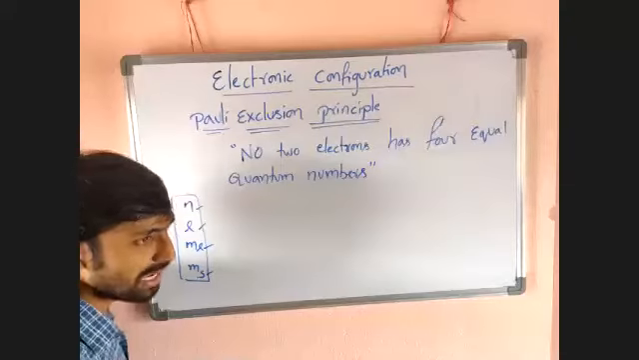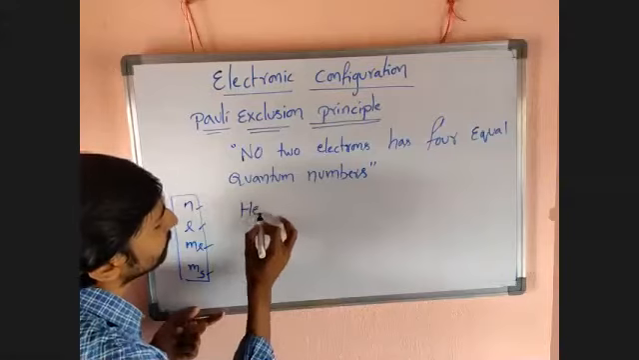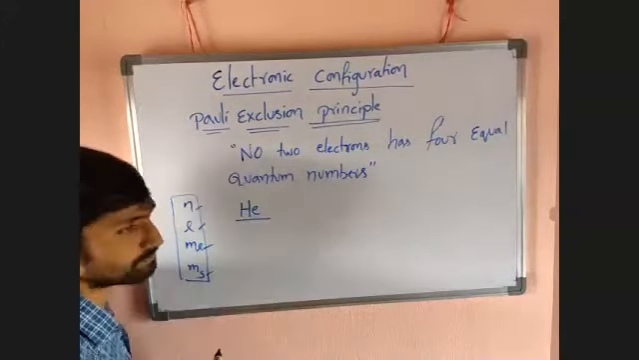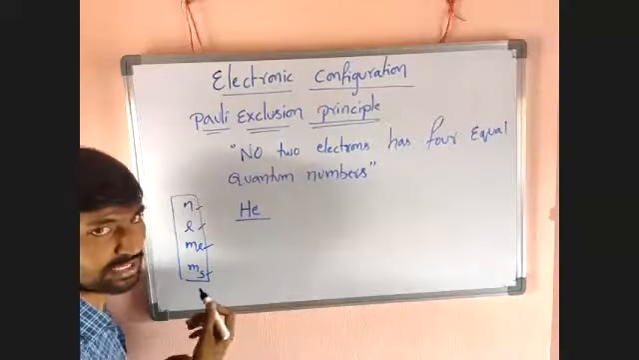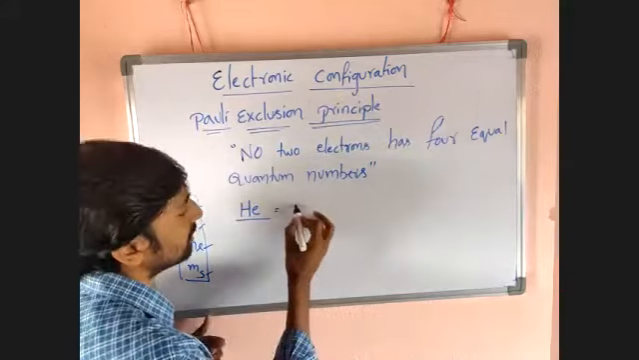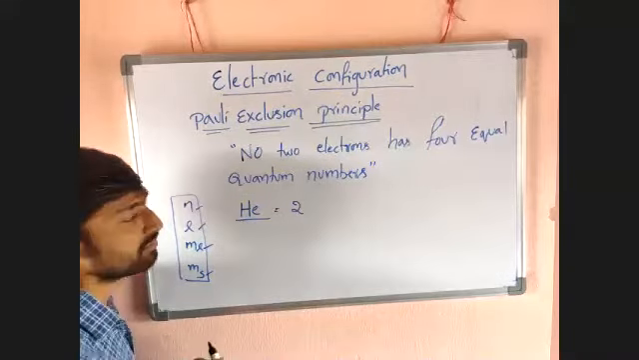For example, I will take a simpler one, helium. What is the atomic number of helium? Atomic number of helium is only 2.